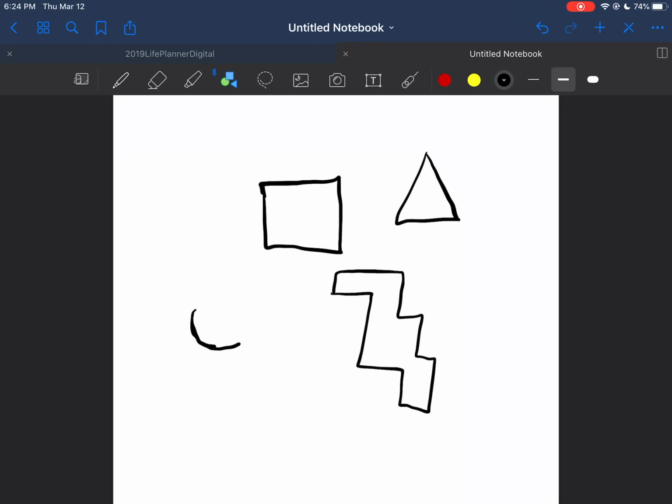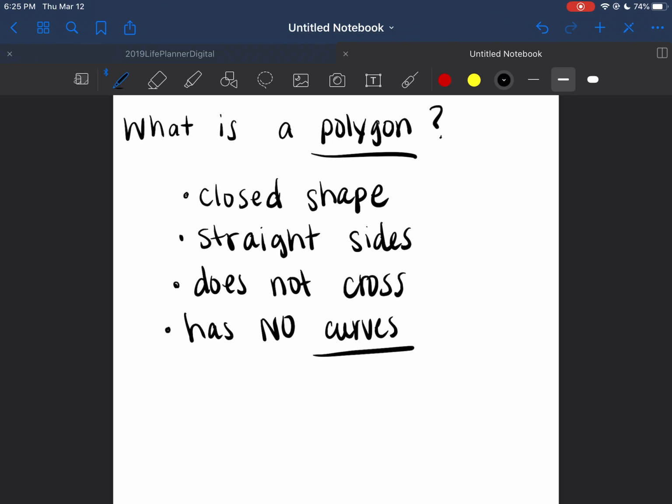Now, I am going to draw this shape right here. Is this shape a polygon? I would like to hope that we all said no, it is not a polygon because it has curves and it is a circle. A circle is not a polygon. This shape is not a polygon because it is not a closed shape. So remember, a polygon is any closed shape with straight sides, does not cross, and has no curves.